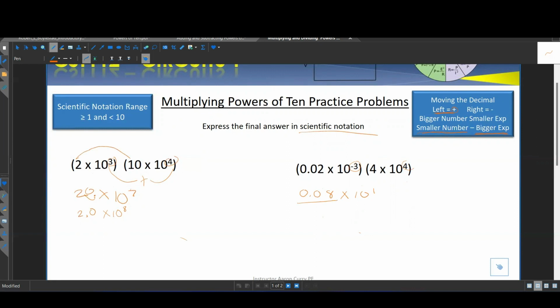And now what you need to ask yourself is, is this number in scientific notation? It is not, because this number is too small. Scientific notation has to be greater than or equal to 1 and less than 10. This one is definitely less than 1, so we need to do some converting. We need to move our decimal 2 places to the right. We're making this number larger, so we need to make the exponent smaller. So that'll be 8 times 10 to the minus 1.